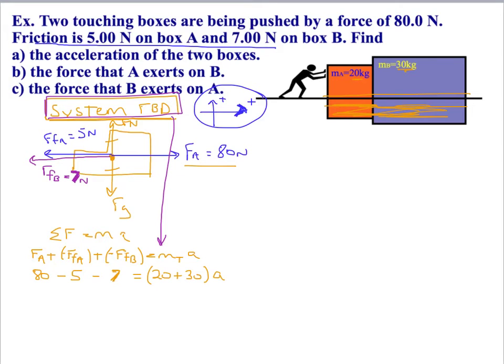If I do 80 minus 5 minus 7, that is 68. 20 plus 30, that's 50. We can divide that and say acceleration is 1.36 meters per second squared, to the right. For significant digits, we could round that to 1.4. I'll see if I can squeeze that on the bottom. Acceleration, 1.4 meters per second squared to the right. And here's my answer.